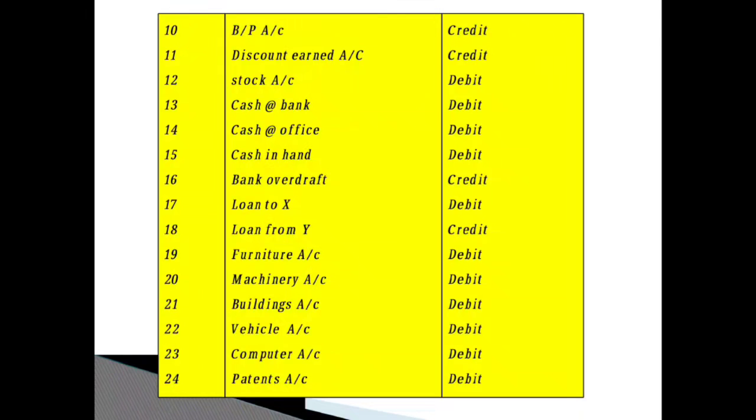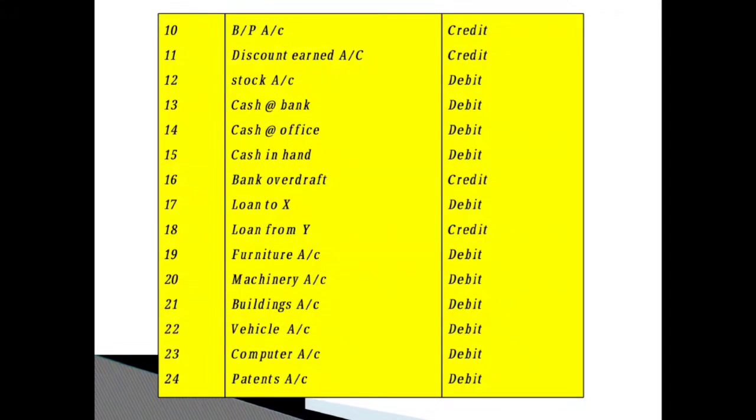Loan from Y means we have taken a loan now, it is a liability which shows us credit balance. Then furniture account, it is an asset, so shows debit balance. Then machinery account, it is also an asset which shows us debit balance. Then building, it is also an asset, so shows us debit balance here. Then vehicle, it is an asset, okay, shows us debit balance.